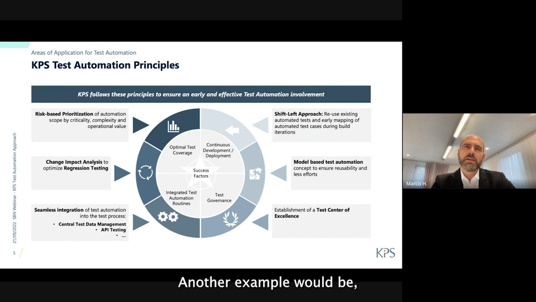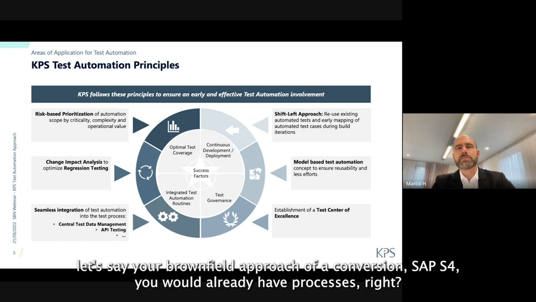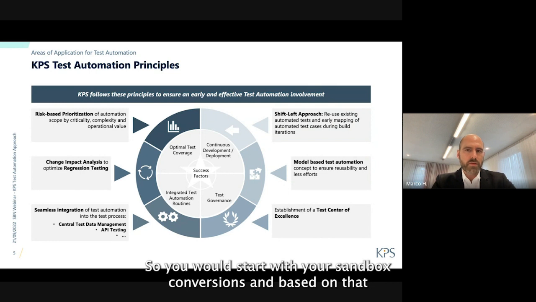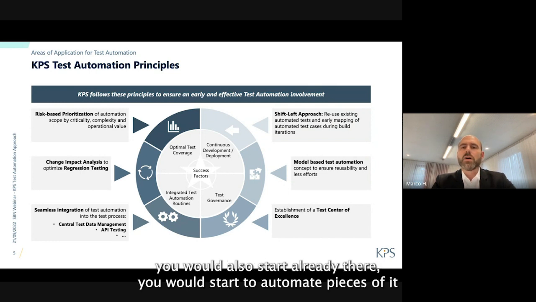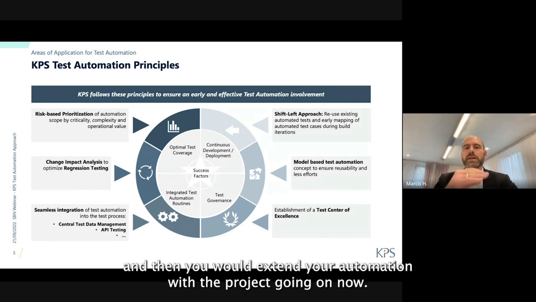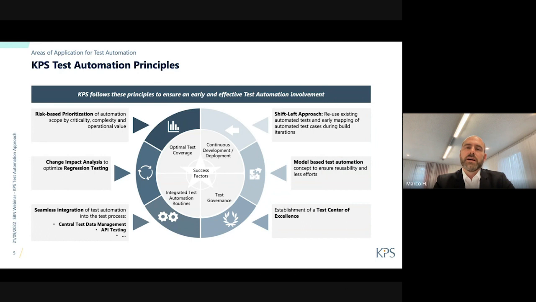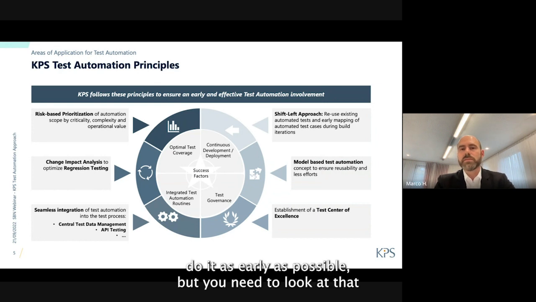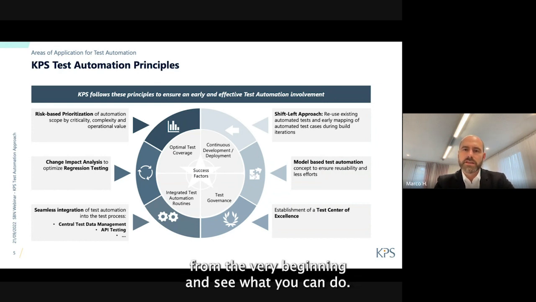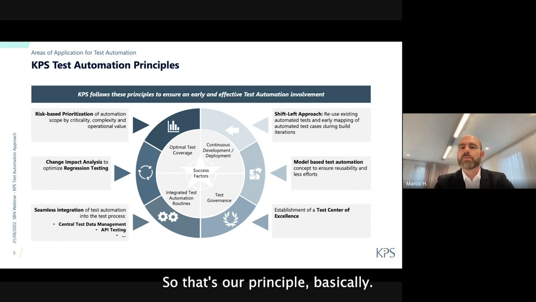So that's one example. Another example would be, let's say you're a brownfield approach of a conversion, SAP S4. You would already have processes, right? So you would start with your sandbox conversions, and based on that, you would also start already there. You would start to automate pieces of it, and then you would extend your automation with the project going on. Yeah. So as I said, it depends a little bit on the situation. That's why we said Shift Left, do it as early as possible, but you need to look at that from the very beginning and see what you can do. So that's our principle, basically. Does that answer your question?